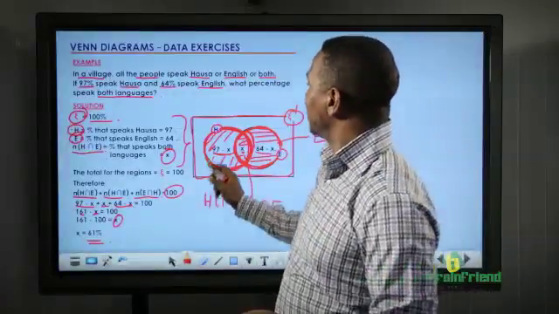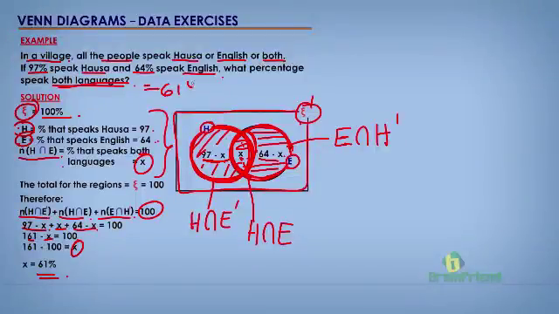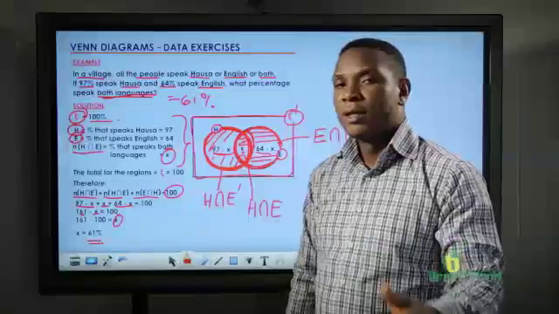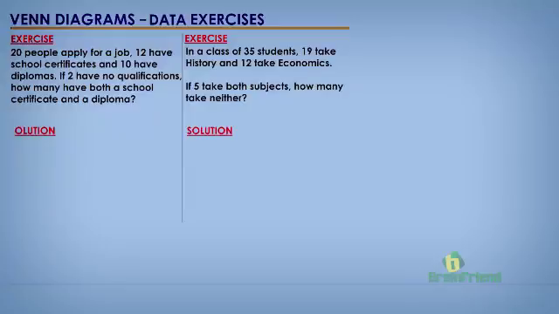It means that the percentage of those that speak both languages is 61%. Now let's try some exercises of our own. Let's take this exercise. If 20 people apply for a job, 12 have school certificates and 10 have diplomas. If 2 have no qualifications, how many have both a school certificate and a diploma?